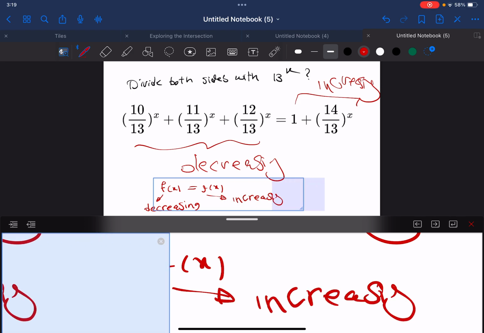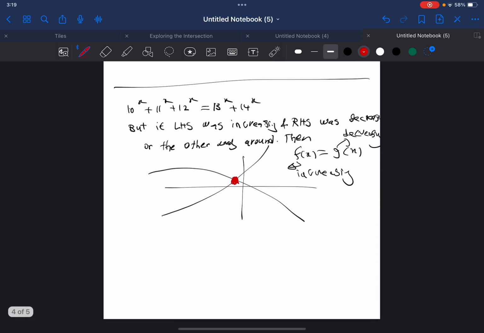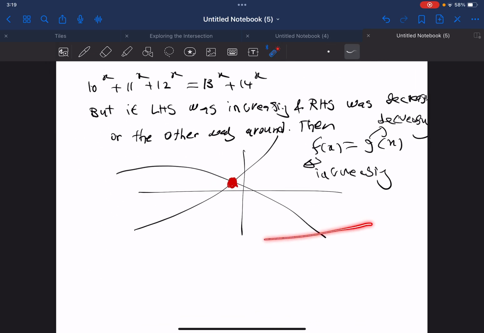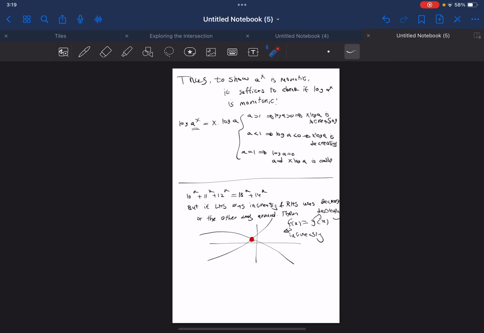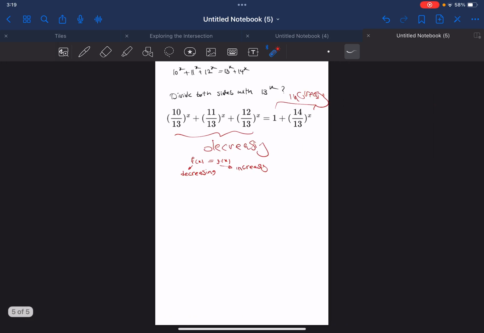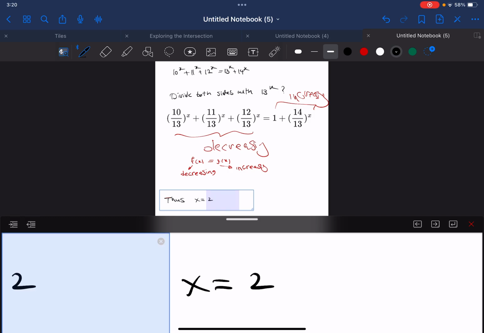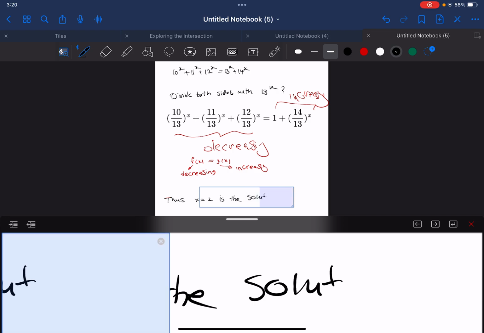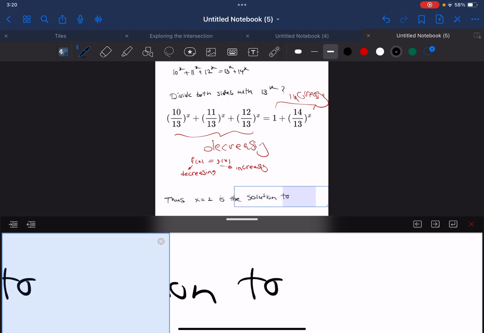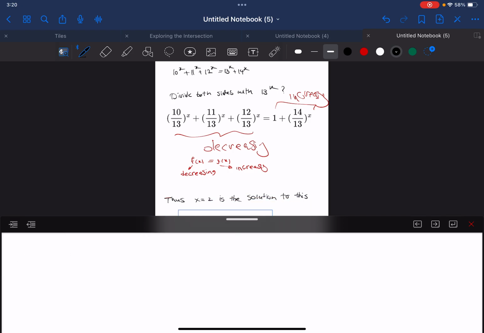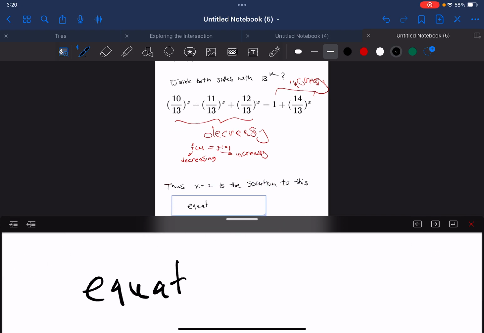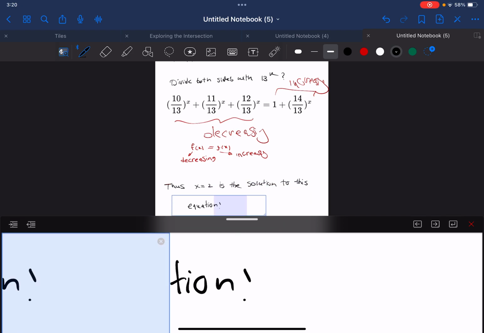And based on the argument I just showed you in the previous slide, there is at most one solution. And the hint is giving us solution x equal to 2, and therefore that's the only solution we have. Thus x equal to 2 is the only solution to this equation. And that's a complete proof.